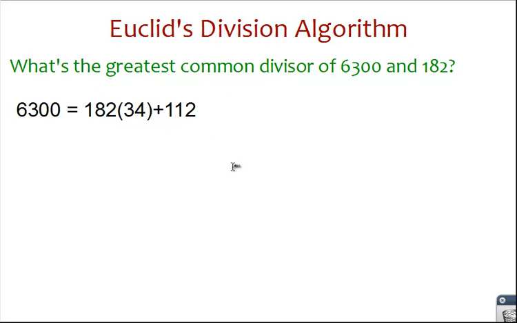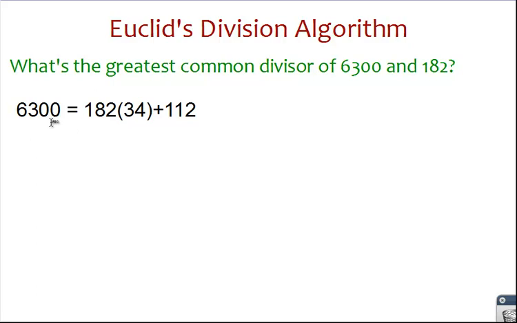And right now, what I'm about to say is the heart of Euclid's division algorithm. If 6,300 and 182 have a greatest common divisor, then that greatest common divisor must not only be a factor of 6,300 and 182, but it must also be a factor of this remainder. You need to think about that and make sure that makes sense to you, and I'll try to explain it in a different way.